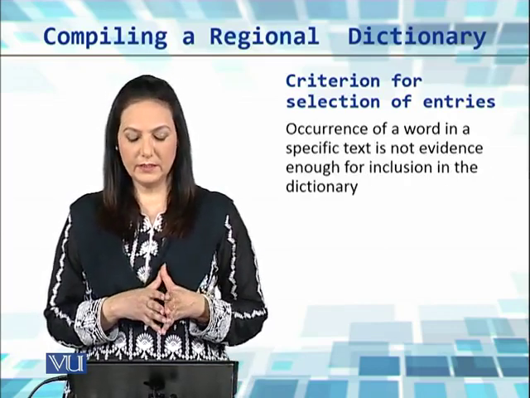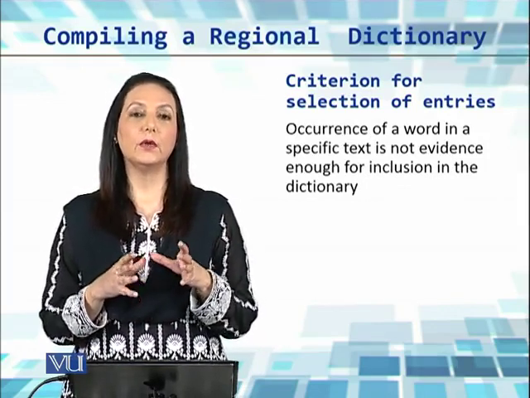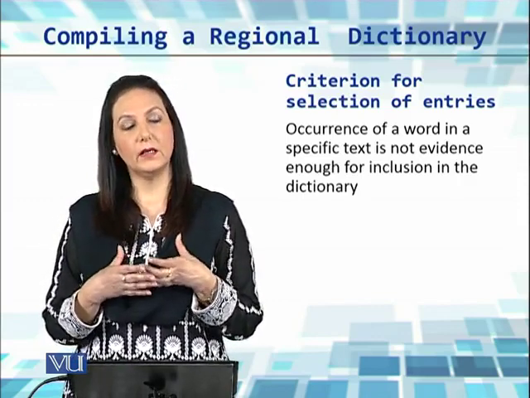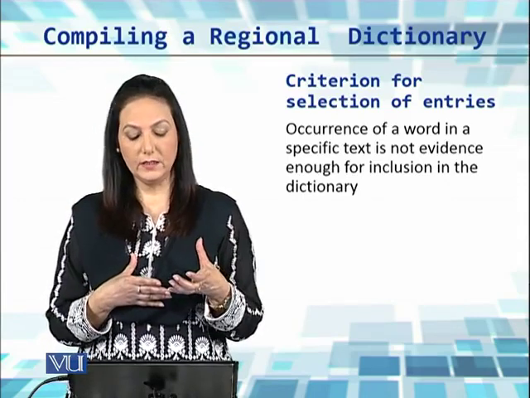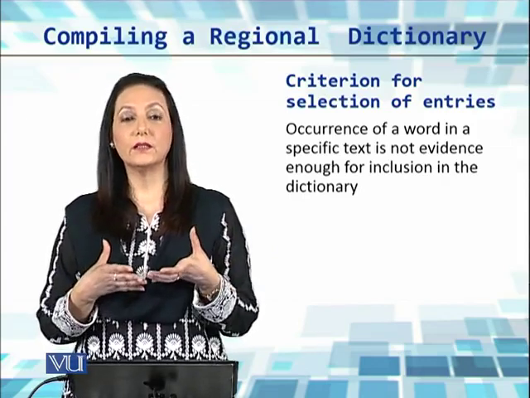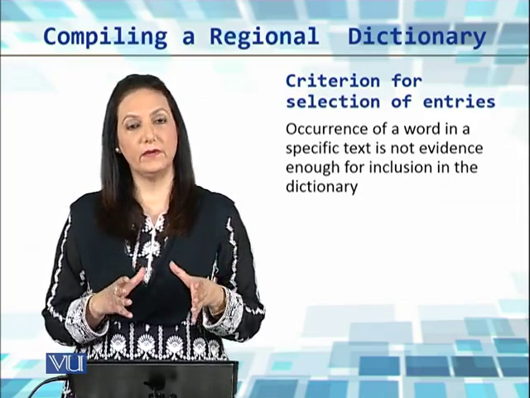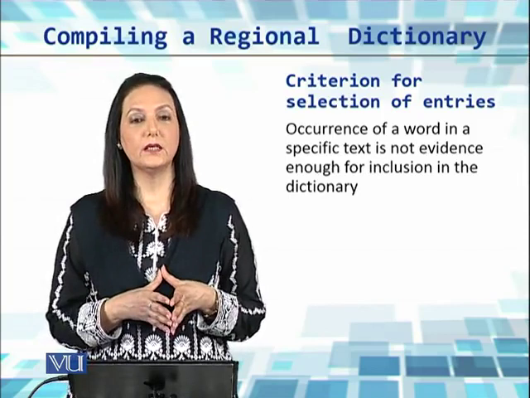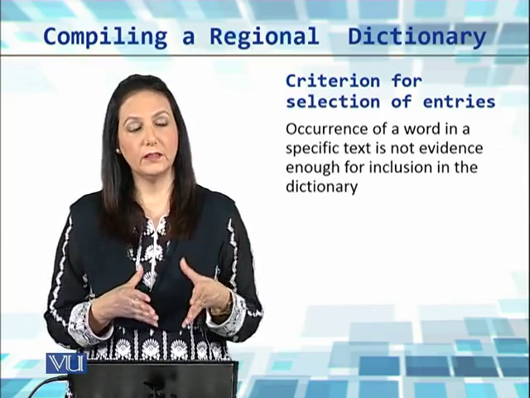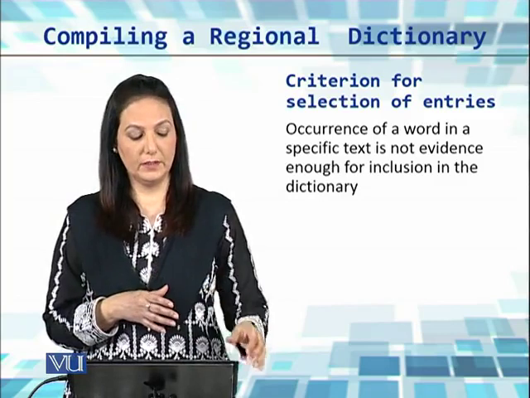If a word occurs in a specific text just once, or if, for example, you are using a published material for selecting entries for a regional dictionary, and a word occurs only in that specific text and not in other texts, that single occurrence is not strong enough evidence for it to be included in a dictionary. So when we say published material, we do not mean even a single occurrence. The frequency of occurrence also has to be kept in mind.